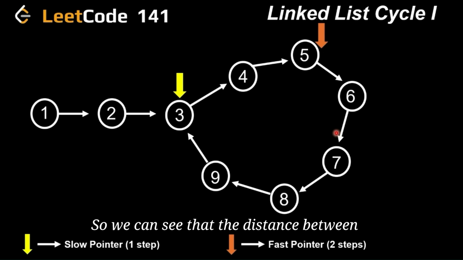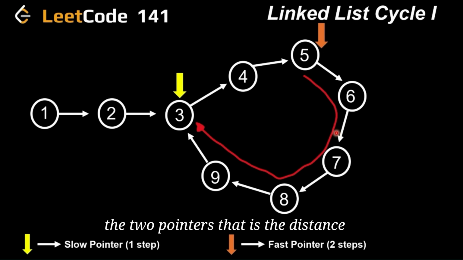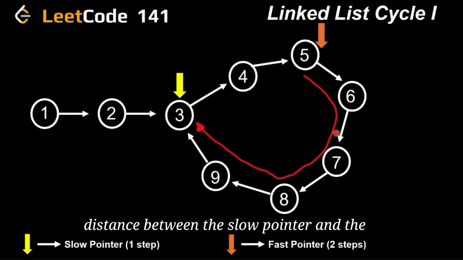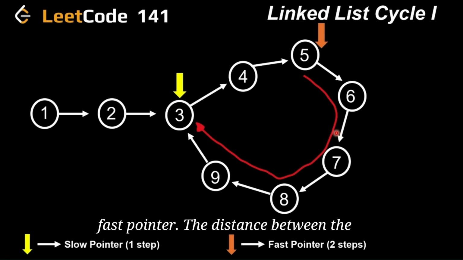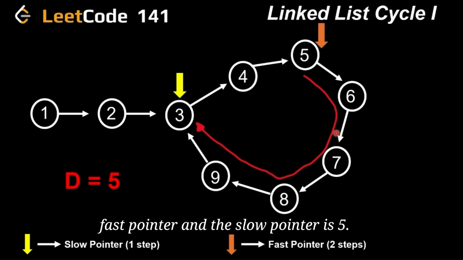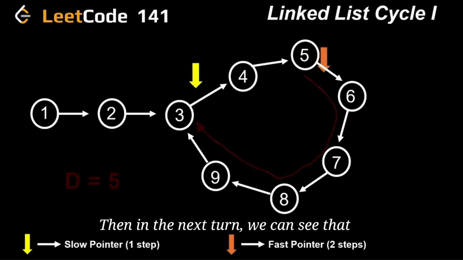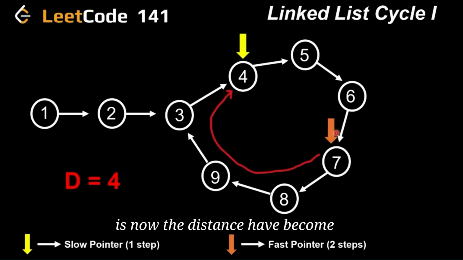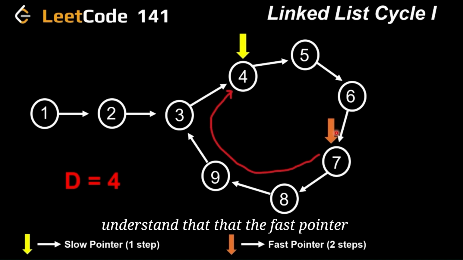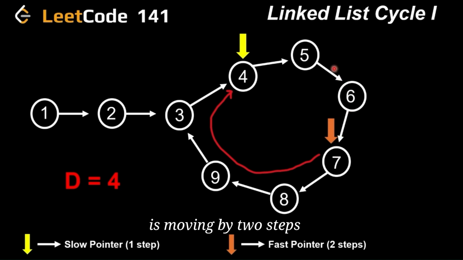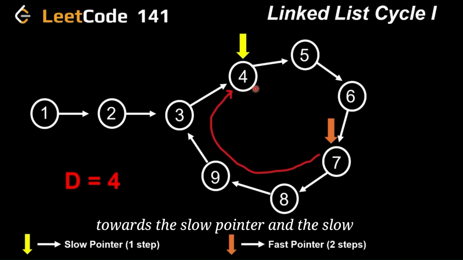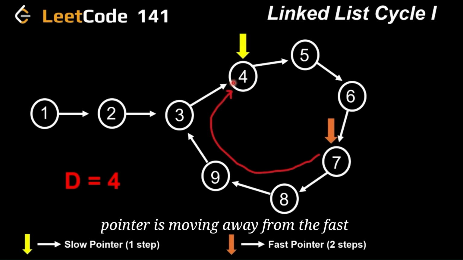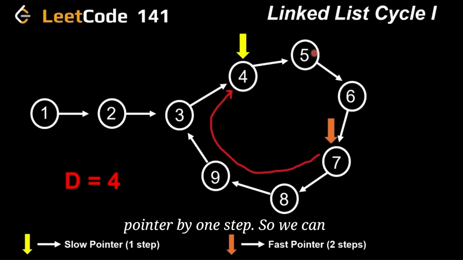We can see the distance between the fast pointer and the slow pointer. I'm not talking about the distance between the slow pointer and the fast pointer. The distance from the fast pointer to the slow pointer is 5. In the next turn, the distance has decreased by 1, so now it has become 4. Why? The fast pointer is moving by 2 steps towards the slow pointer and the slow pointer is moving away from the fast pointer by 1 step.